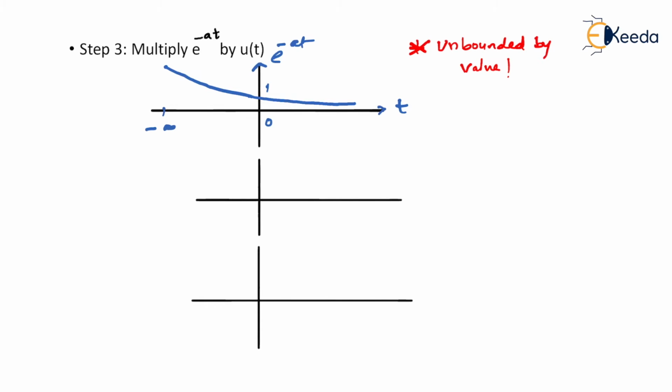Not only that, it is unbounded by area also. How do we calculate area? We know that area under the curve can be calculated by taking an integration. But since at minus infinity it is going up to infinity, and if I cover the integration from minus infinity to infinity, definitely it is not absolutely integrable because the integration becomes infinity. So it is unbounded by area also. So the second property of this figure is that it is unbounded by area.